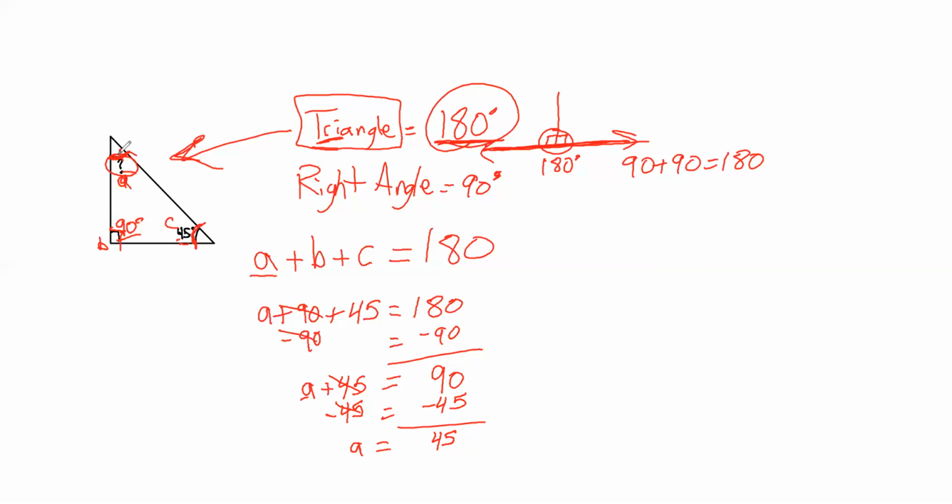And so this particular triangle is made up of a 90-degree angle here, a 45-degree angle there, and a 45-degree angle here. So A, the angle A, is 45 degrees. Now, that's what the triangle work looks like. Let's look at a quadrilateral then.